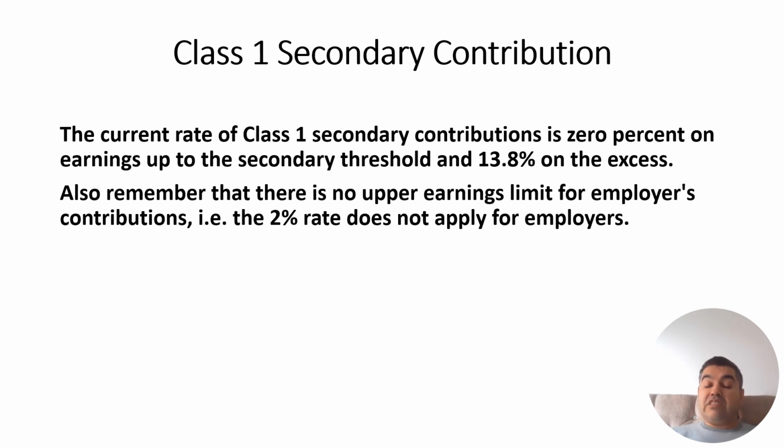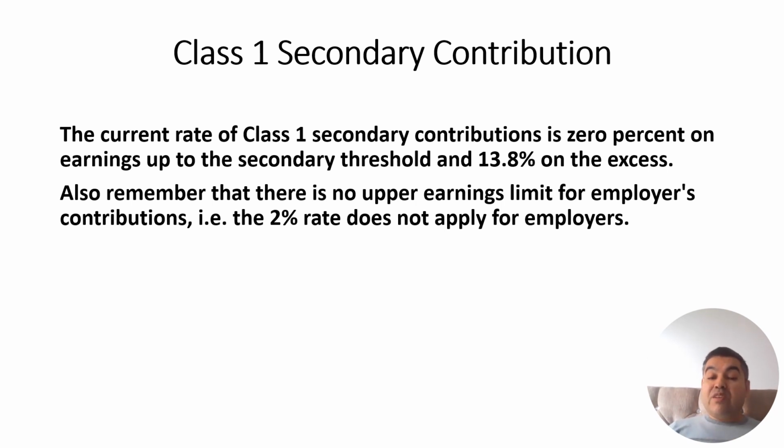Class 1 secondary contribution. Now remember, primary contribution is paid by the employee. Secondary contribution is very technical. You have to remember there are a few points. In employee contribution, the point is that 12% is now currently reduced to 10% and then 2%. Don't forget that step. Here, there's a flat rate of 13.8%.